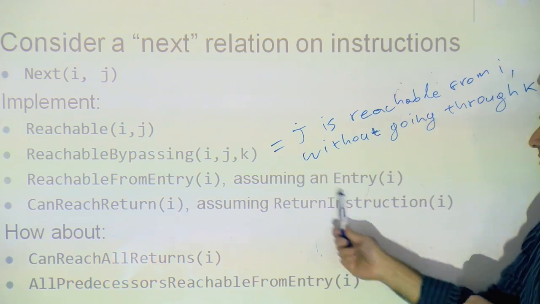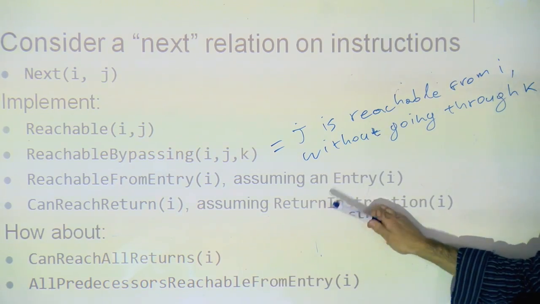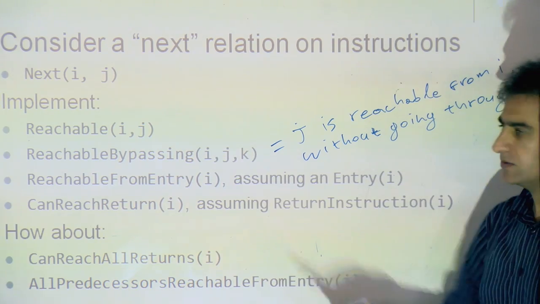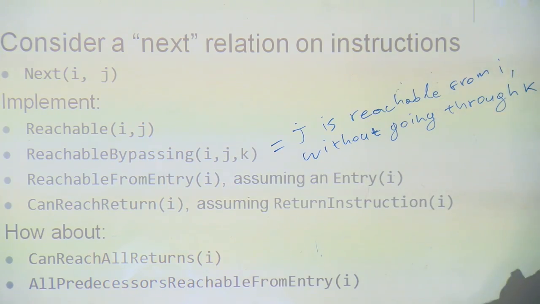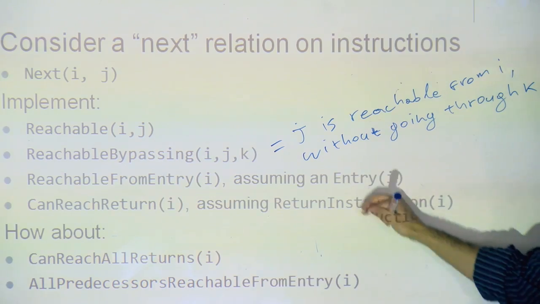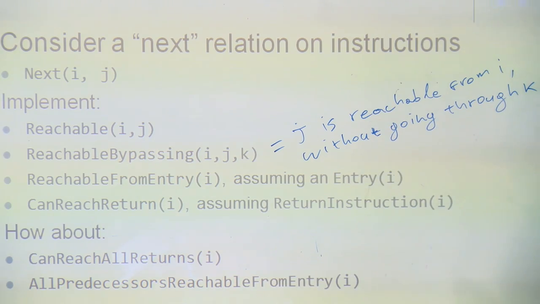And then reachable from entry is, if I've given you an entry, you just combine that with reachable, so it's easy. And can reach return? Similarly, you may want to define that. So maybe you should have, like, at least without going through K. It's not like there is no path through K.